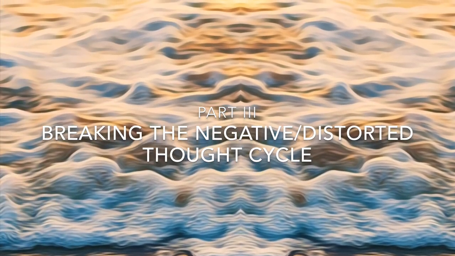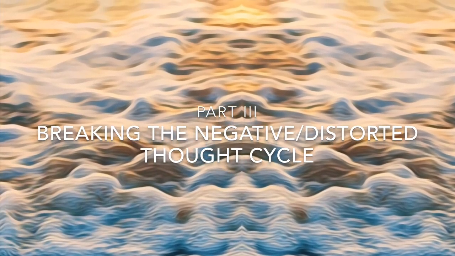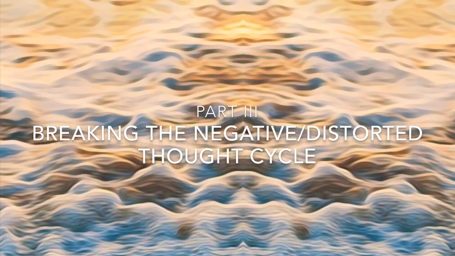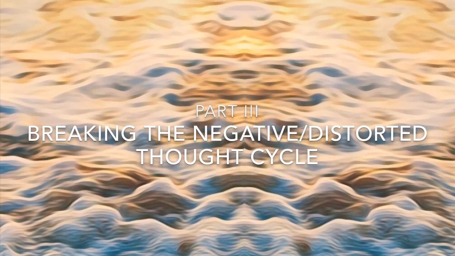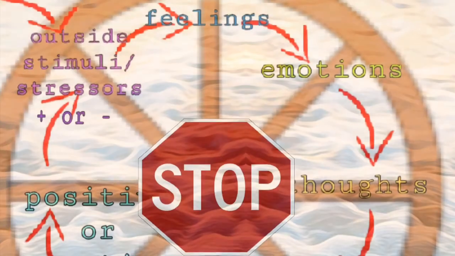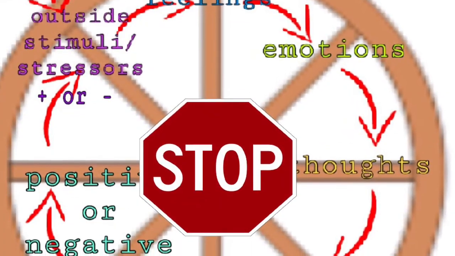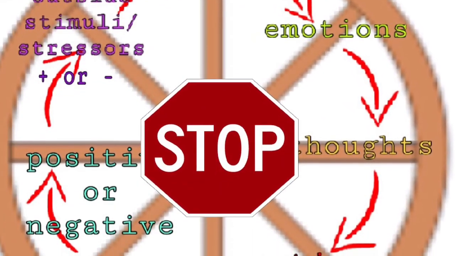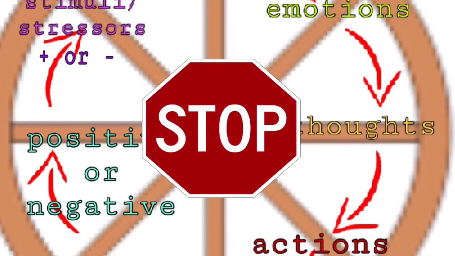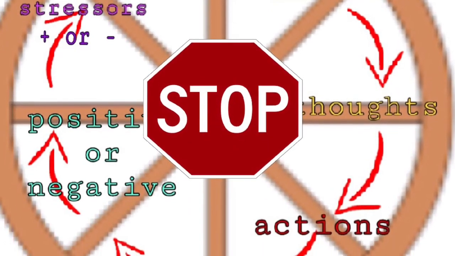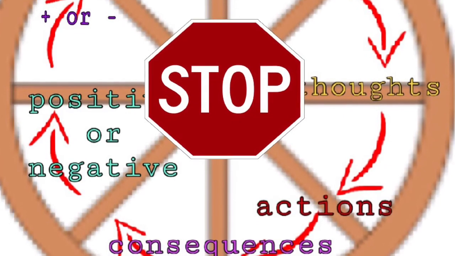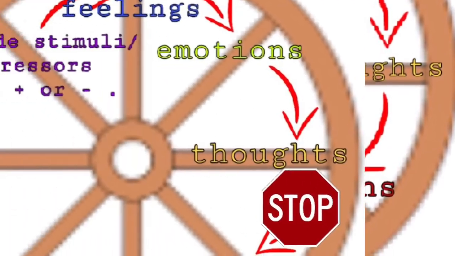And now in part 3, we're going to be discussing how to break the cycle of distorted thinking in a practical, simple way. So in the last section, we examined how the negative, depressive, distorted cycle of thinking feeds on itself, and everyone's question's got to be, how do I break this? The better question, since we're talking about a cycle, is where do I break it?